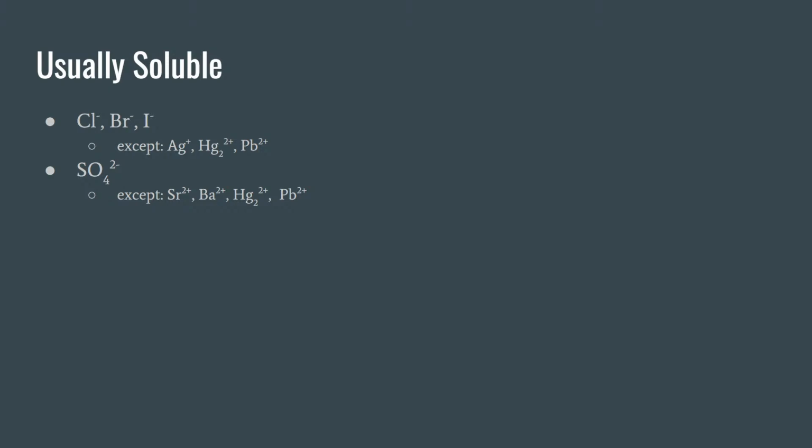Sulfates are usually soluble, but they have exceptions as well. If sulfate is paired with strontium or barium, the result is insoluble. If it's paired with mercury 1, it's insoluble. If it's paired with lead 2, it's insoluble. So again, if sulfate is paired with any of these four ions, then it will fall out of solution as an insoluble solid, as a precipitate.